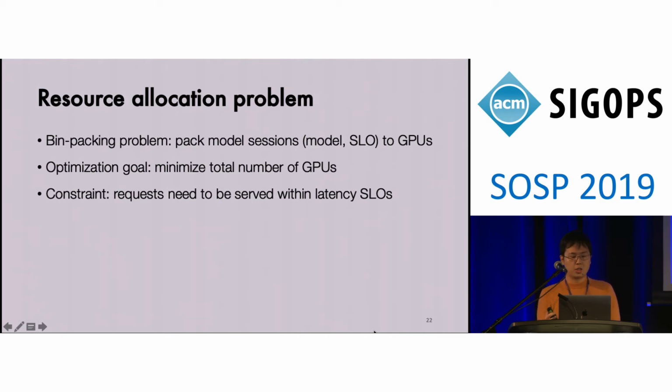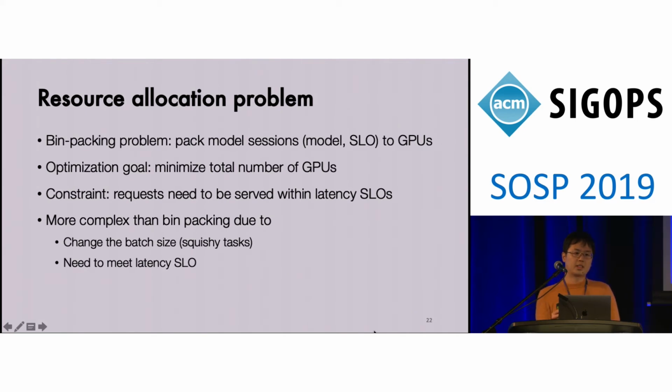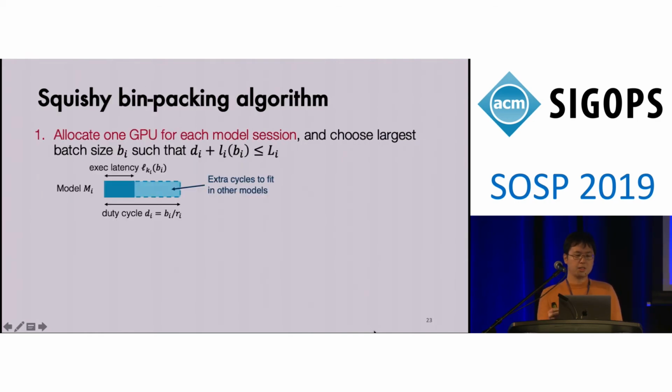Our optimization goal is to minimize the total number of GPUs to serve the workload, while satisfying the constraint that requests need to be served within the latency SLOs. Our problem is more complicated than the classic bin packing problem because we can change the batch size of a task, and then we need to meet the latency SLOs. As we all know, the bin packing problem is NP-hard, so we need an approximate solution. So we derive a heuristic algorithm called squishy bin packing, which works in 2 phases.